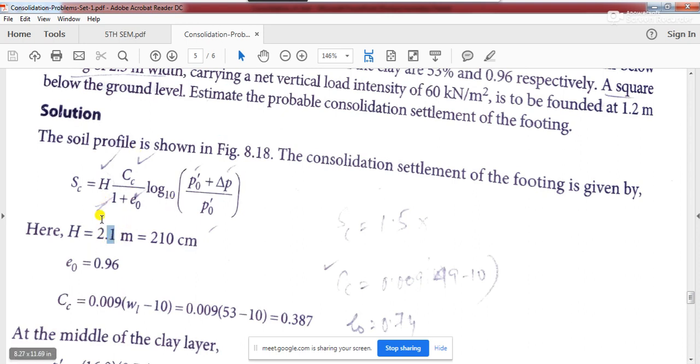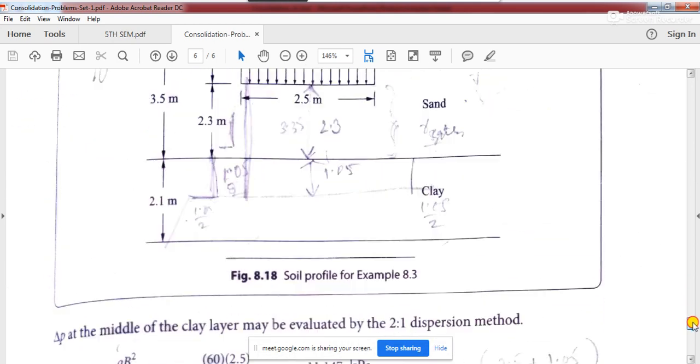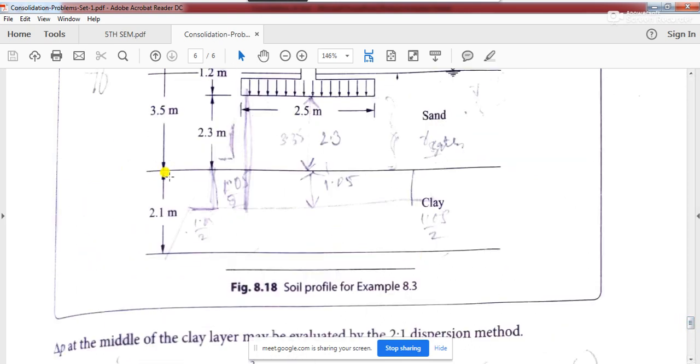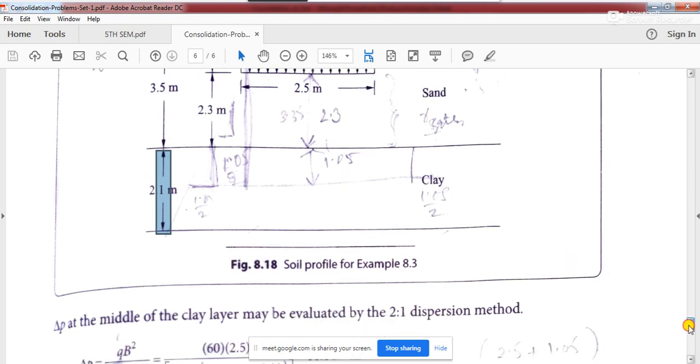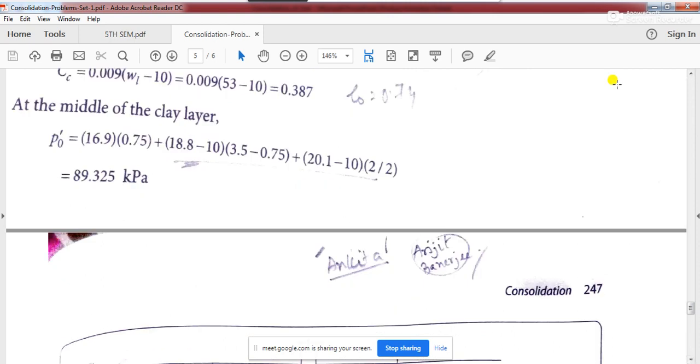in your handout, that 2.1 meter will go with 2 meter only, because the next part of the solution of the problem in the book is mostly done using 200 centimeter or 2 meter. It's not taken as 2.1 meter. You can do it with 2.1 meter also, but then these values will be a little different, because you see here it is taken as 200. There is maybe some typographical mistake, but we'll go with 2 meter only.